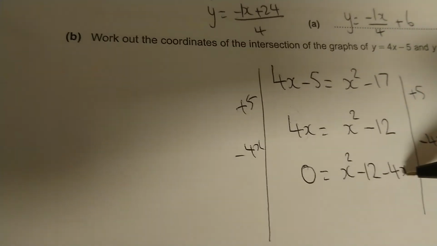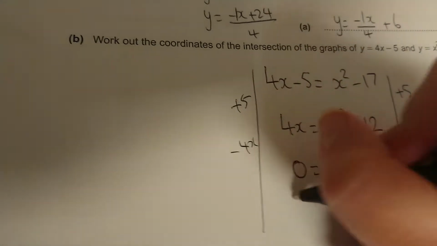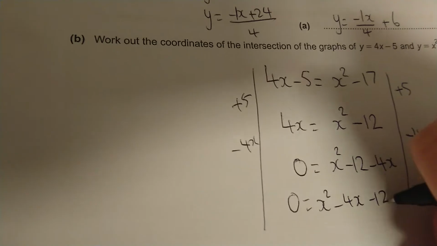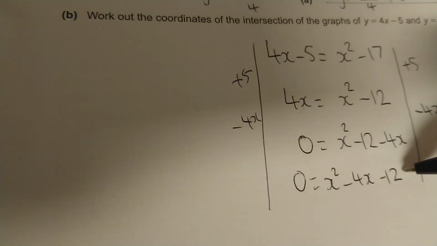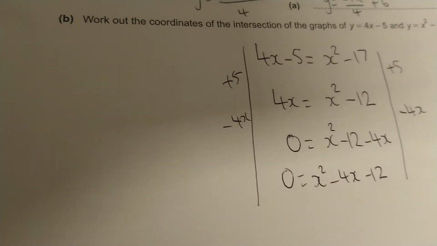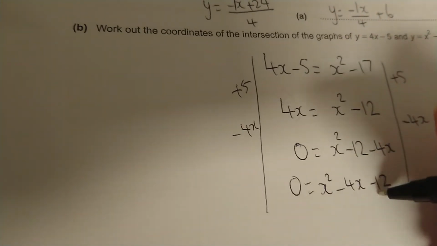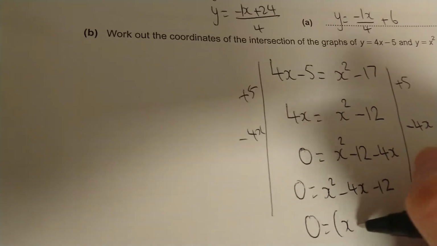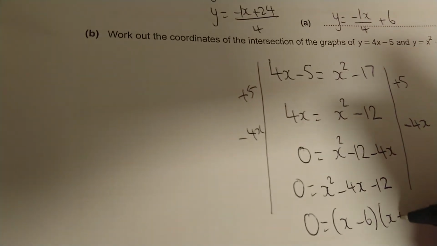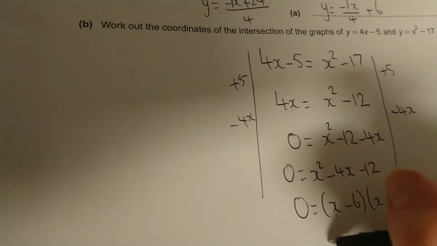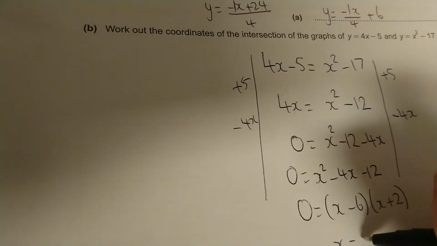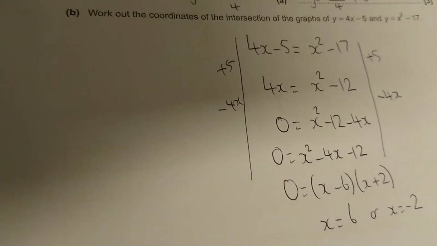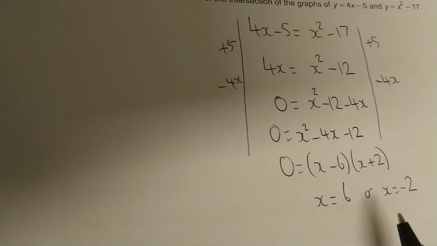Now it makes more sense to put the x in the middle, because as soon as you see that, then you are very used to seeing things like this, and that is where we factorise that now into 2 brackets. So I would find numbers that multiply to get 12 that you can make minus 4 from, which is minus 6 and plus 2. So therefore the two values of x are positive 6 or x equals minus 2. So those are going to be the x values.